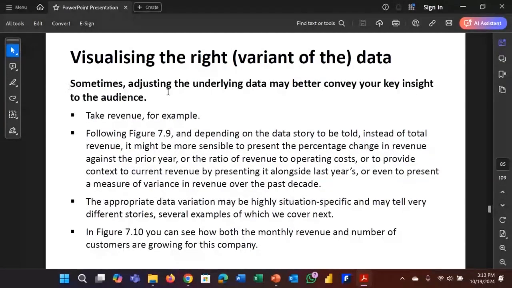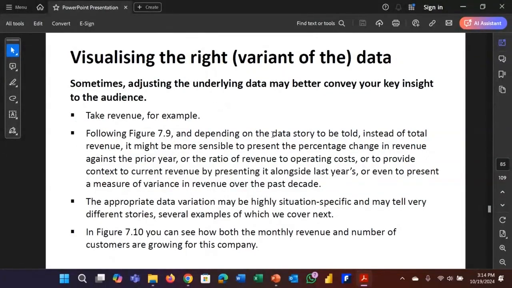Okay, so sometimes, adjusting the underlying data may better convey your key insight to the audience. So sometimes you adjust a bit. If you tell me the full detail, let's say I got 1 million 650,125, that's 7 digits there. Then I just say 1.6 million. Only 4 strokes instead of your 7 strokes. So that means you have to change it to make sure it suits your purpose.